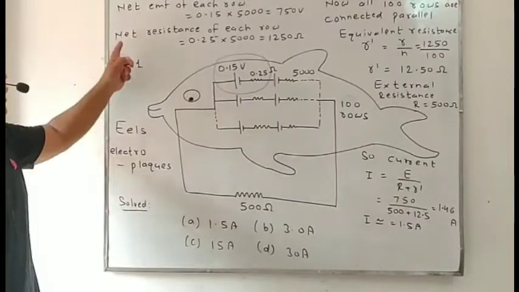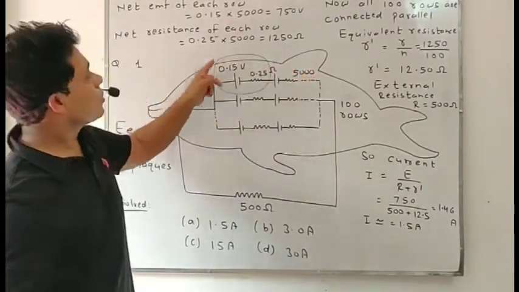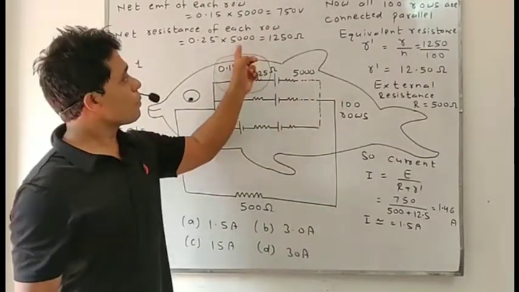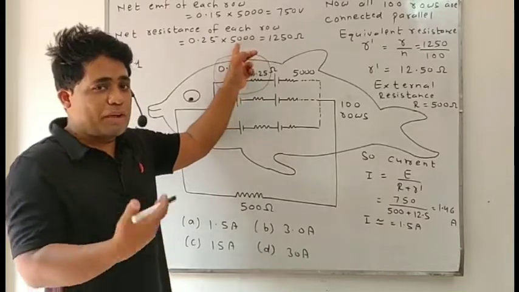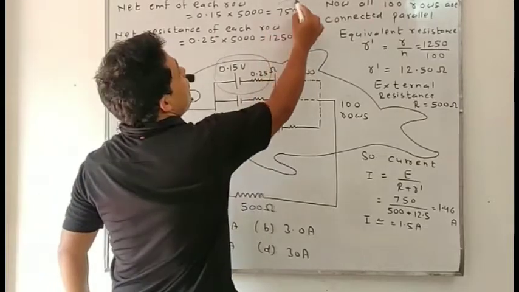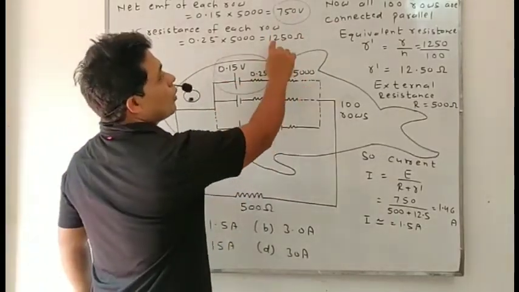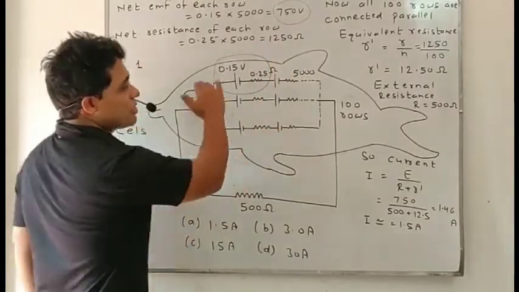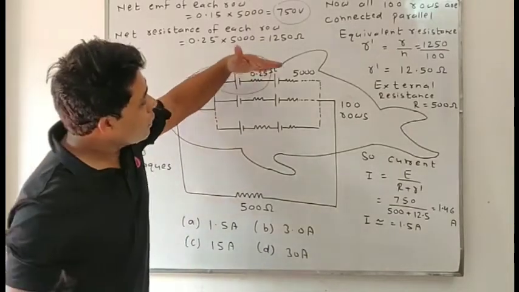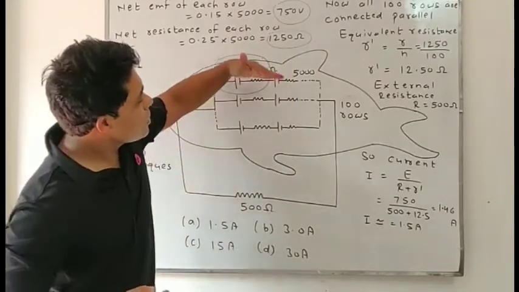Net resistance of each row. What is the net resistance of this single row? 0.25 multiplied by 5000, because all are connected in series. We can add 5000 times, or we can multiply. We'll get 1250 ohm. So 750 is the total EMF of this single row, and 1250 ohm is the total resistance of this single row.